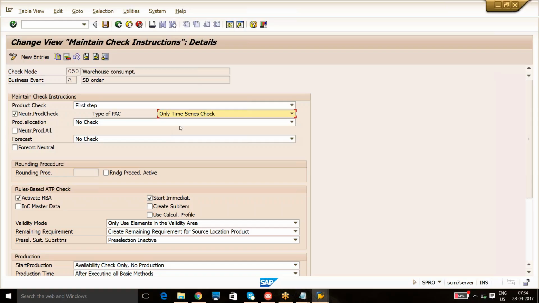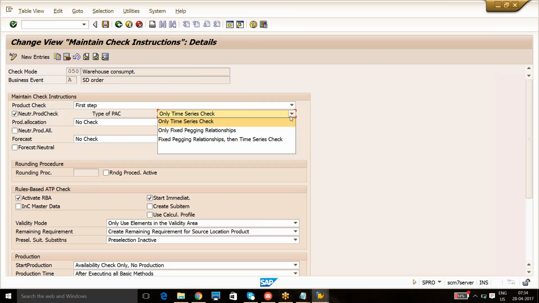But only for the product check, the reason we go for this specific type of product availability check is that you may go for only the time series check, or the fixed pegging relationships I told you about, right? Hope you remember.